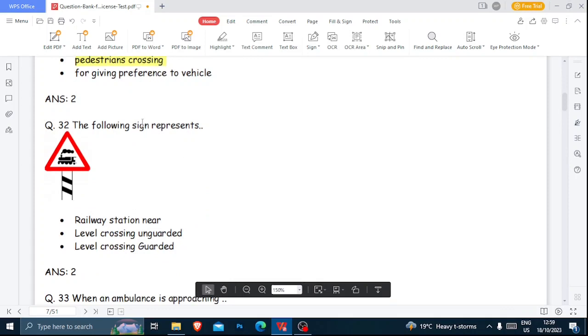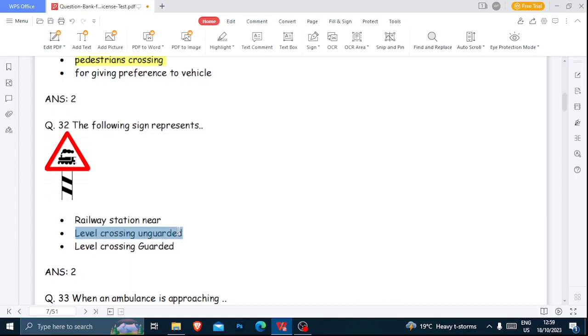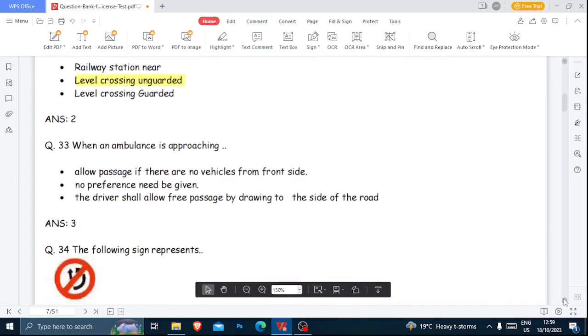The following sign represents, we can see this sign is a warning of a train right here. So is it a railway station, or is it a level crossing unguarded, or level crossing guarded? Well, this one is clearly a level crossing unguarded. Now move on to number 33.